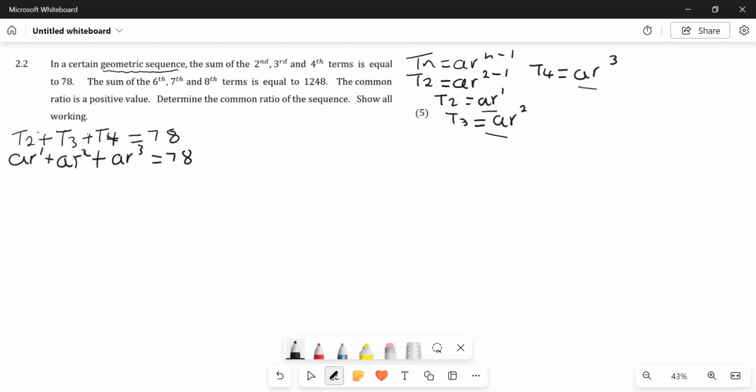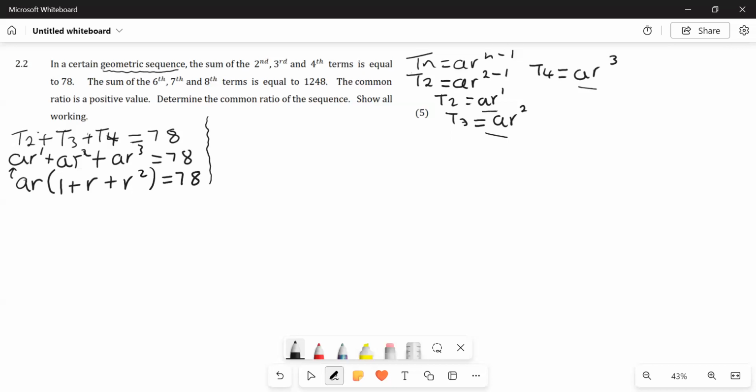And then I think we have a common factor here of ar. Now here we'll have ar times 1 plus r plus r squared equals 78, so that when we multiply ar back, we get the same answer as that one there. I hope you all are following. So now let's go to the next statement.